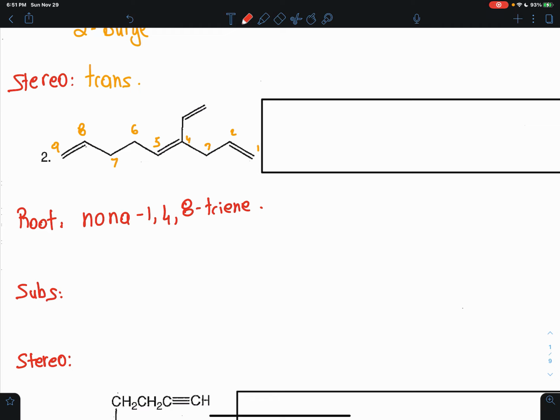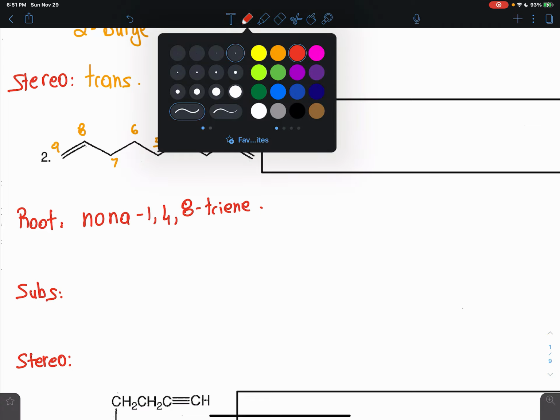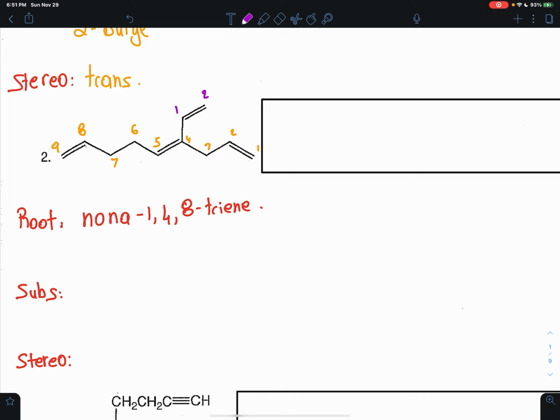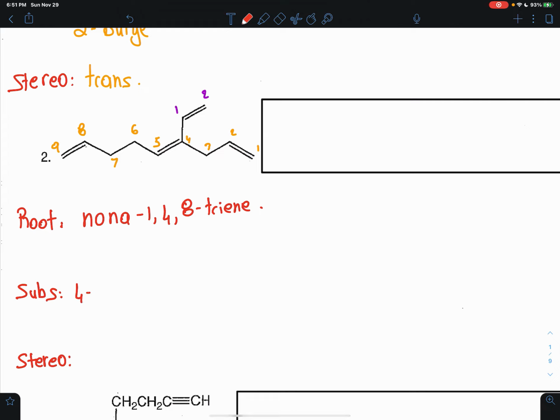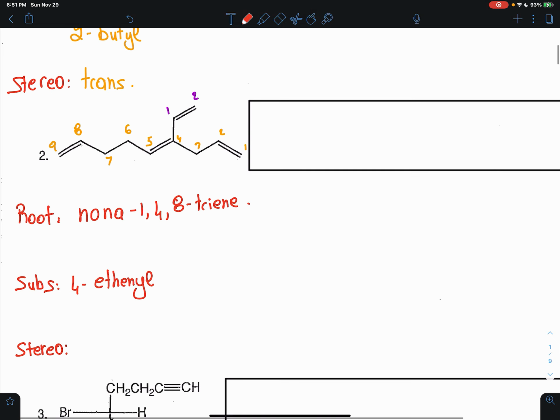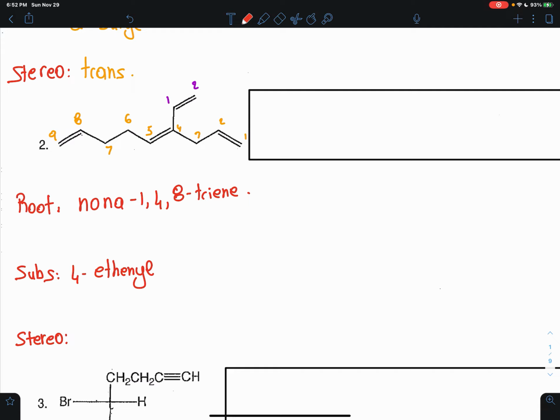Now looking at the subs, we have this sub right here, which I'm going to use purple for. So we have 1, 2. So we know that's an ethyl, but it has a double bond, so that's going to be an ethynyl, right? So 4 ethynyl. And I don't have to mark number 1 being my ene because if I don't have a number, it's probably going to be number 1, right? Now for stereo, as we learned earlier on, double bonds that are terminal don't have any stereo because they have 2 hydrogens connected to it, so I don't have to worry about those terminal alkenes for their double bonds.